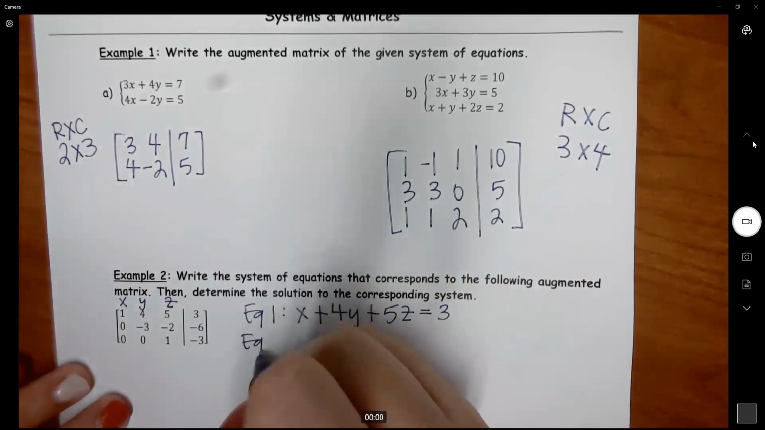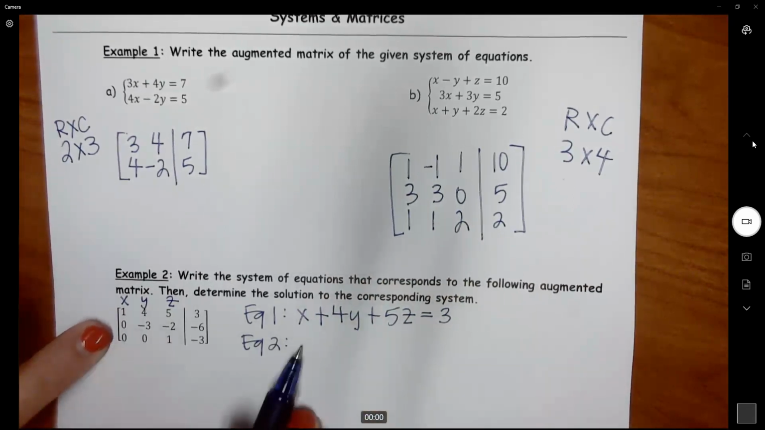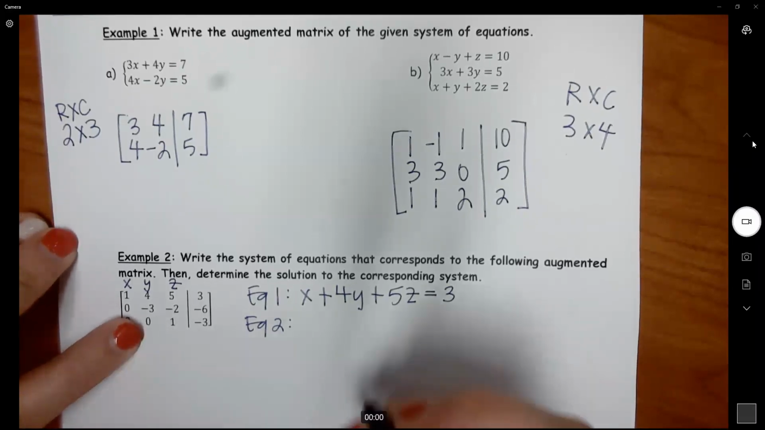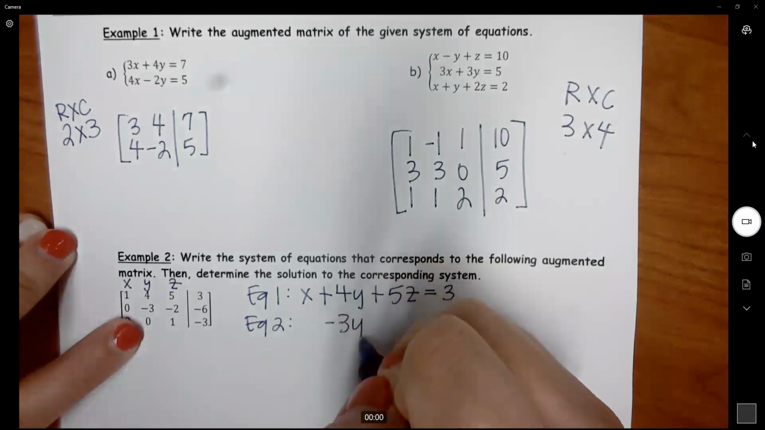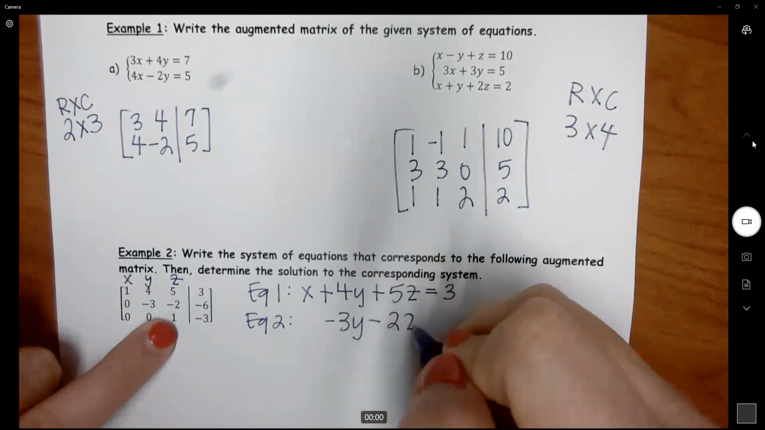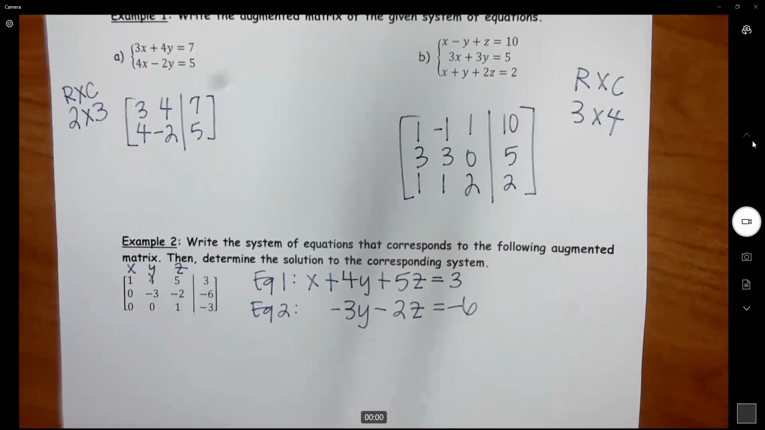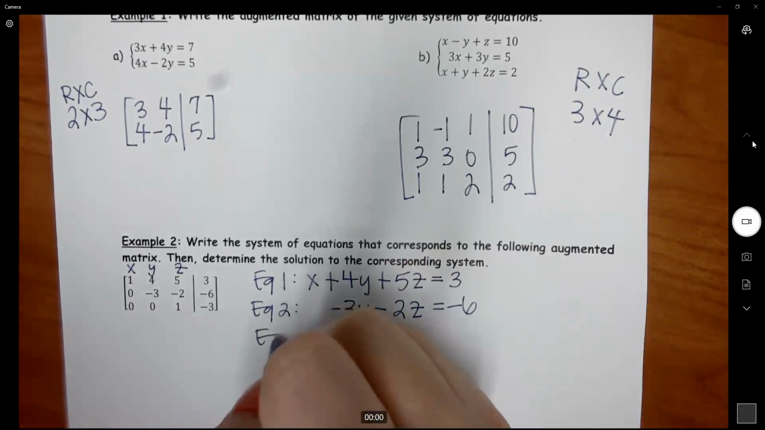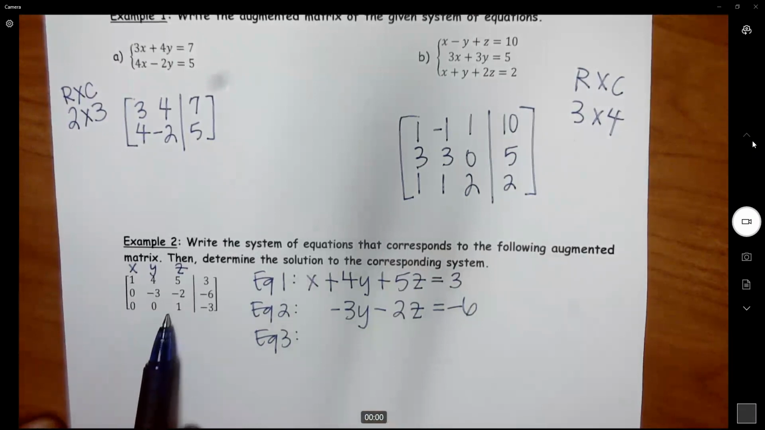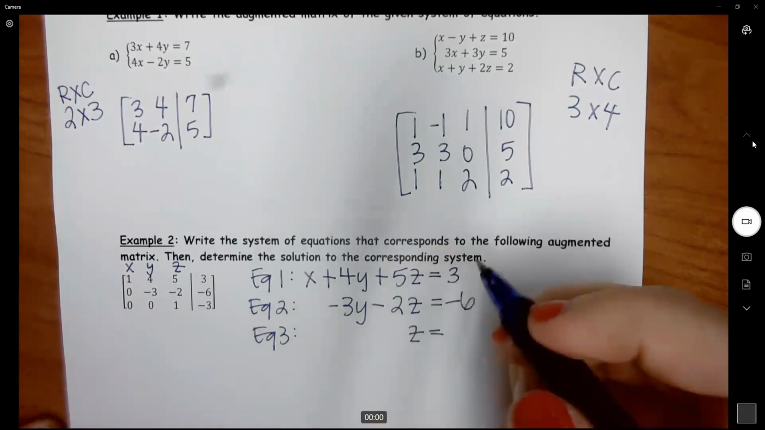So then move on to equation 2. I have no X's, so I can either put 0X, that doesn't really make sense, so we'll just leave it. We have -3Y, I'm going to stack that under my Y, minus 2Z, and that's going to equal -6. And then equation 3, I have no X's, no Y's, but I have one Z, so it's just Z equals -3.